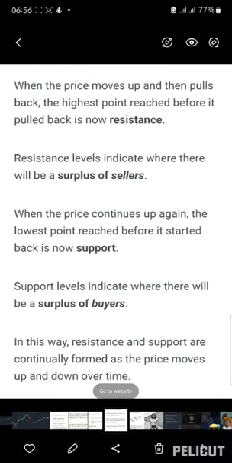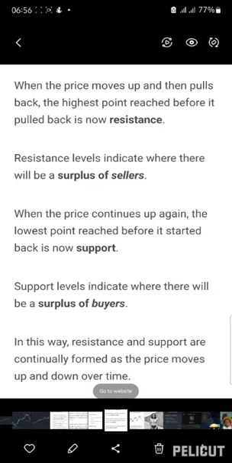So moving forward, this is actually the meaning of everything that I tried to say in the write-up. Let's read together. When the price moves up and then pulls back, the highest point reached before it pulled back is now resistance. Resistance levels indicate where there will be a surplus of sellers, just like I said before. When the price continues up again, the lowest point reached before it started back is now support, just like I told you that the previous resistance can become a support level.